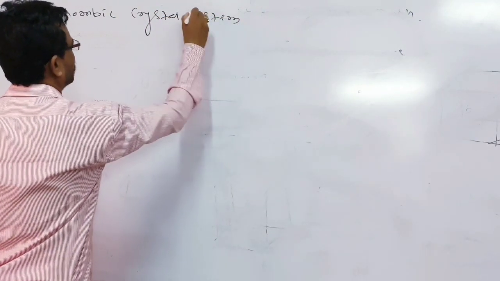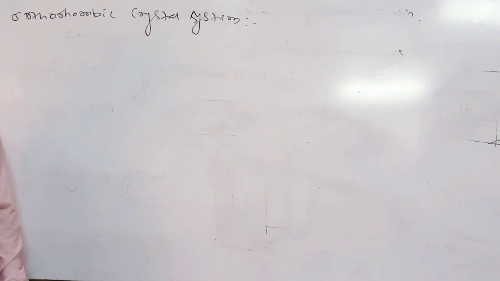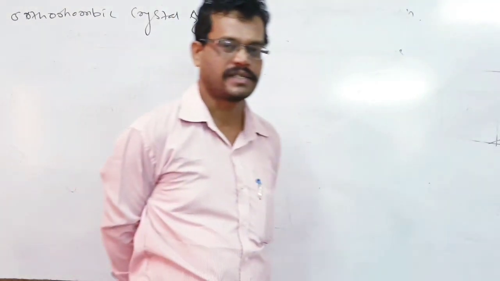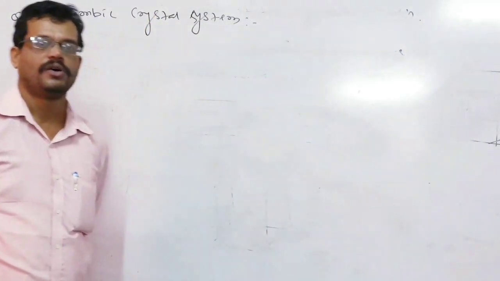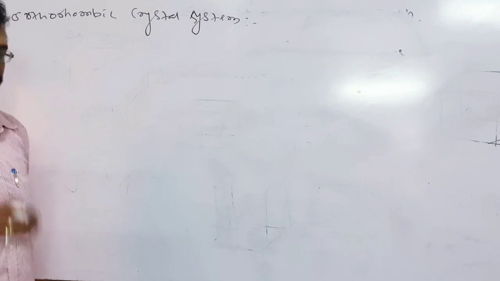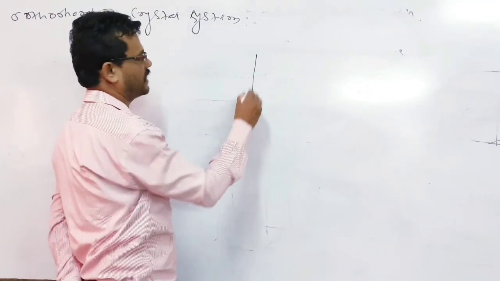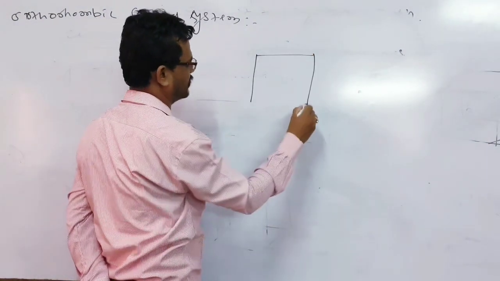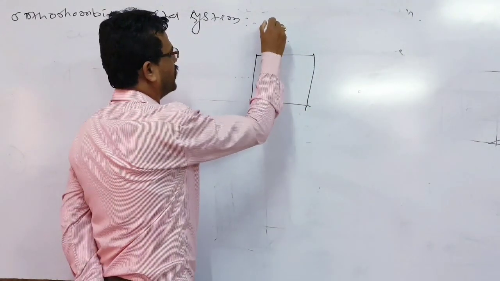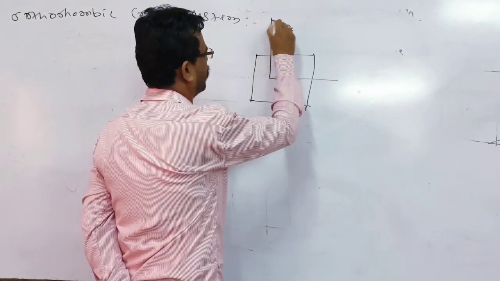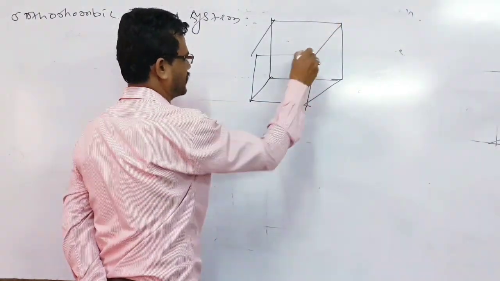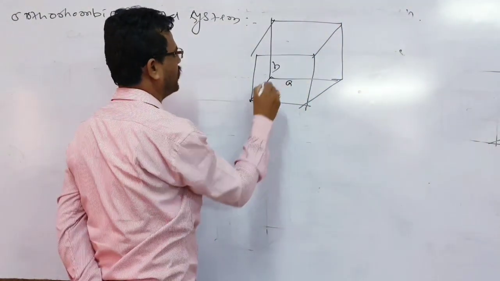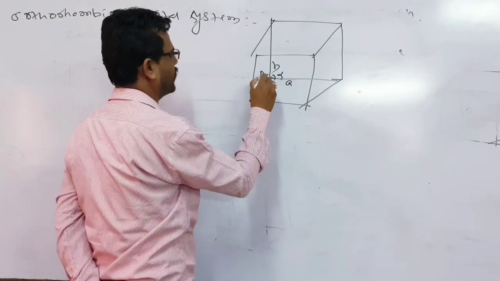So in the orthorhombic crystal system, what will happen is the angle parameters are found to be 90 degrees, whereas the axial lengths are found to be different. That means these three axial lengths that we are taking are all different. So we get A, B, C, the length parameters.